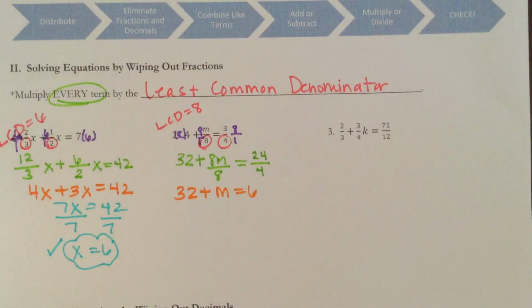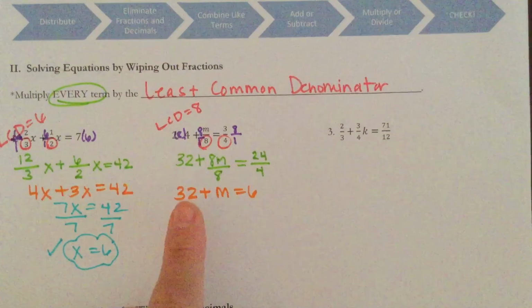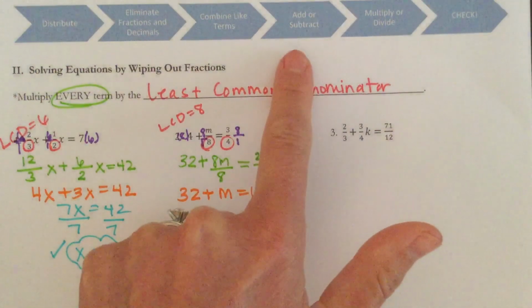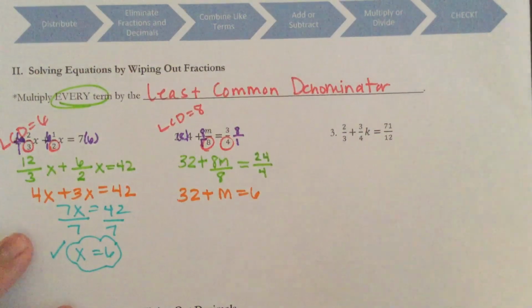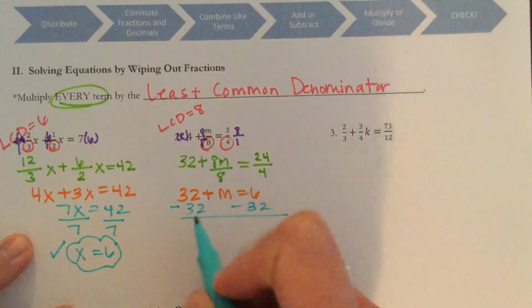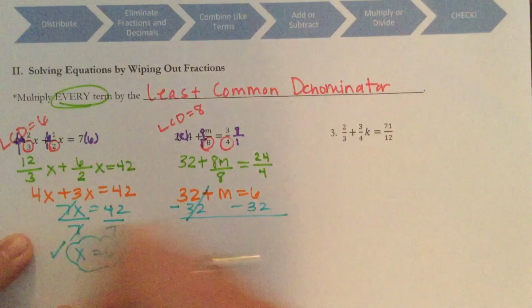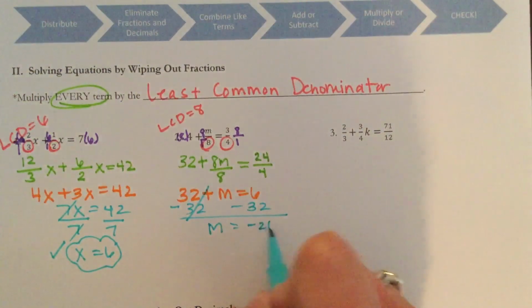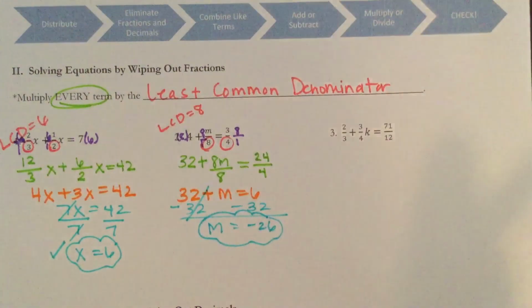The next step in my steps says that we want to move anything over by addition or subtraction. Well, actually, we're supposed to combine like terms. We should see that 32 and m are not like terms. So then we move on to addition and subtraction. The 32 is being added to the m, so I'm going to subtract the 32 from both sides. And so m is equal to 6 minus 32, or negative 26.